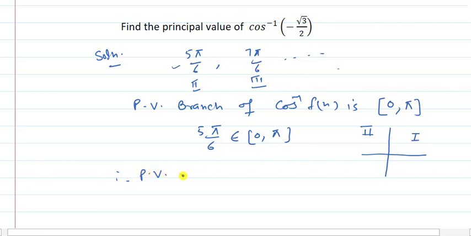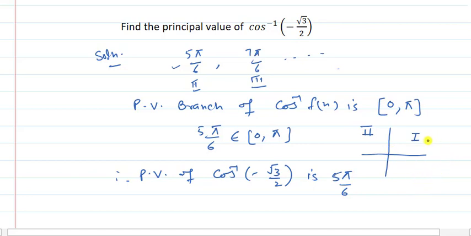So therefore principal value of cos inverse minus root 3 upon 2 is 5 pi upon 6. So I hope you understood. In case of sine inverse minus root 3 upon 2, we have taken the value in fourth quadrant. Why? Because the principal value branch for sine inverse is minus pi upon 2 to pi upon 2 closed interval. So for the negative value in case of sine inverse function, we need to go in fourth quadrant.